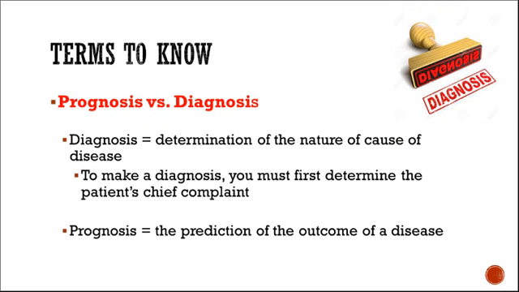Next, we'll talk about prognosis versus diagnosis. Again, they might sound similar, 2 different things. Diagnosis is the determination of the nature of cause of injury or disease. To make a diagnosis, you must first determine the patient's chief complaint or the most important thing they're relaying to you. Prognosis is the prediction of the outcome of the disease. So once you make a diagnosis, then you can tell your patient their prognosis.